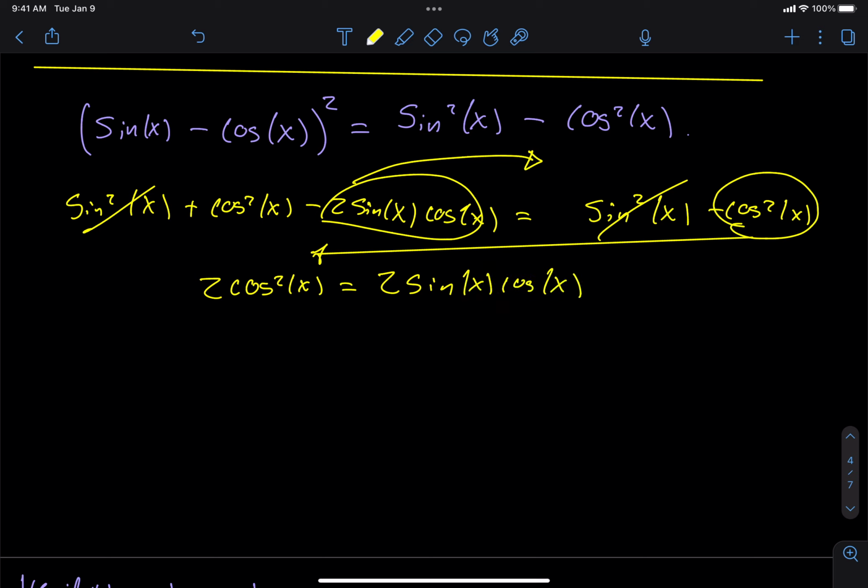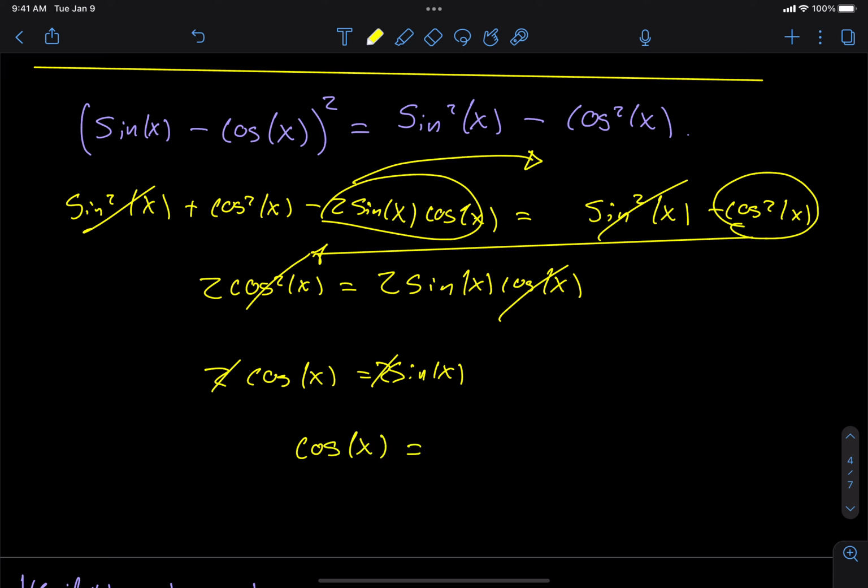And you will agree with me that I can cancel one power of cosine on both sides and get 2 cosine of x is equal to 2 sine of x. And I can cancel 2 on both sides and I get cosine of x is equal to sine of x, which is obviously not true.